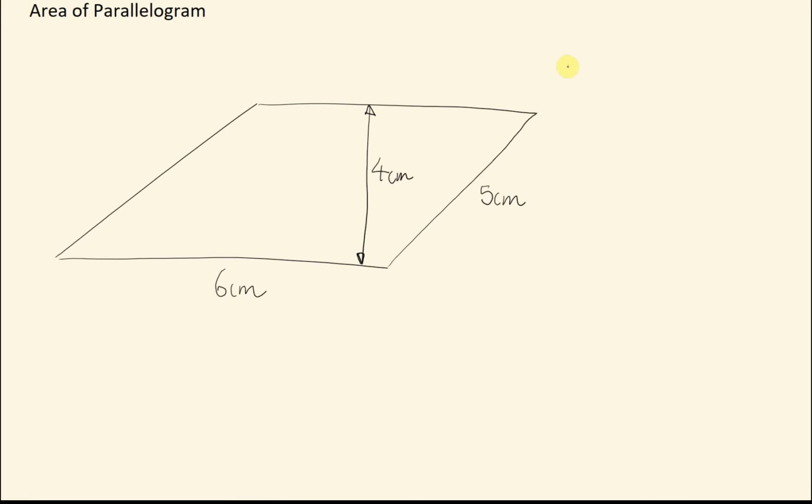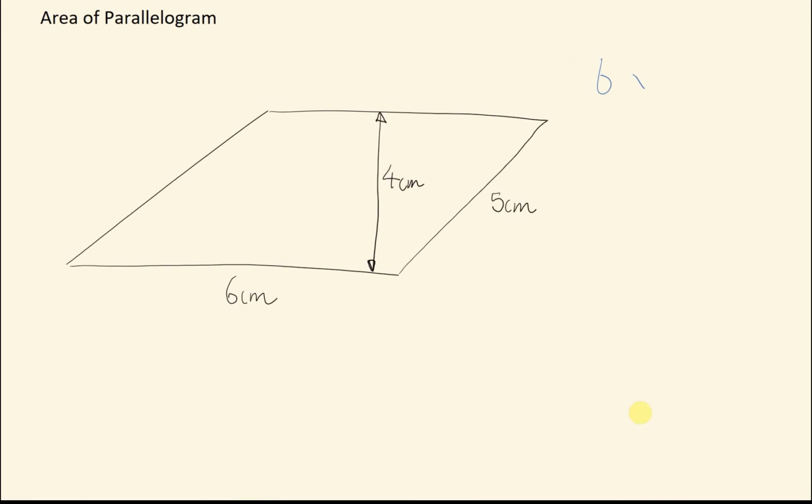So for a parallelogram, all you need to do is just base times height. Okay, so it's basically the same form as a rectangle. Height is always the vertical height straight up. So here the height is 6. We don't need this 5. You'd only need it if you're working out the perimeter, which is all the way around the outside. So here the area would just be 6 times 4, which is 24 centimeters squared.